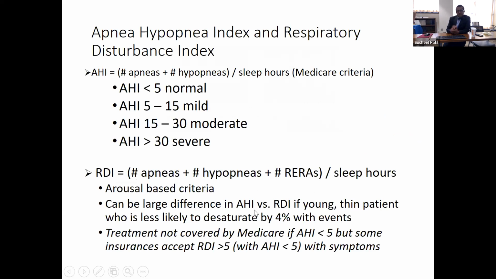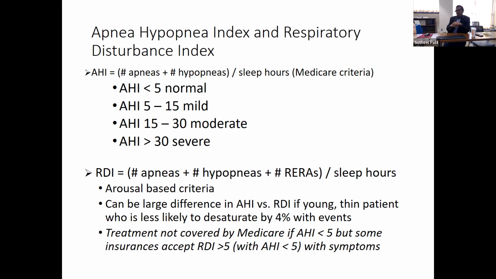So just to round things out, this is how we define mild, moderate, severe. This is also not evidence-based, but it's just sort of consensus derived at this point in time. We have what we call the AHI, which is often used as the Medicare definition because Medicare doesn't allow you to include RERAs. And then there's the respiratory disturbance index, which is the sum of apneas, hypopneas plus RERAs divided by sleep hours.